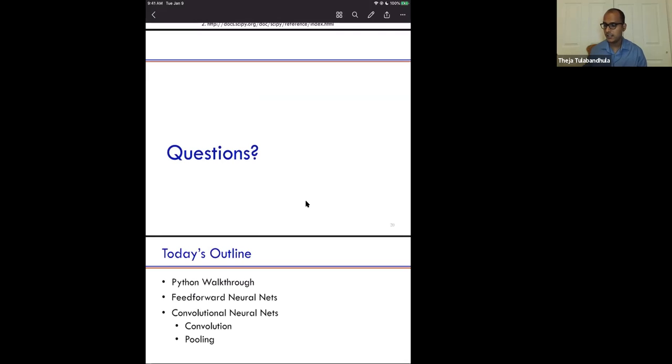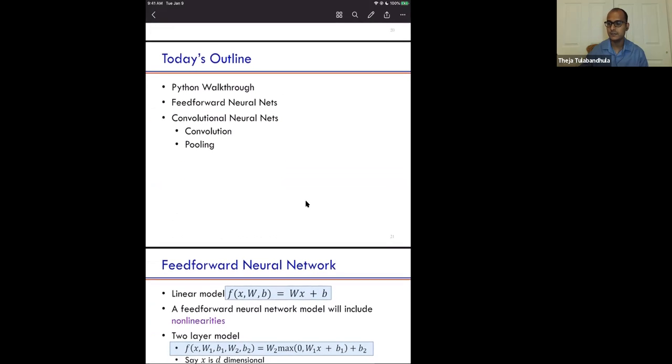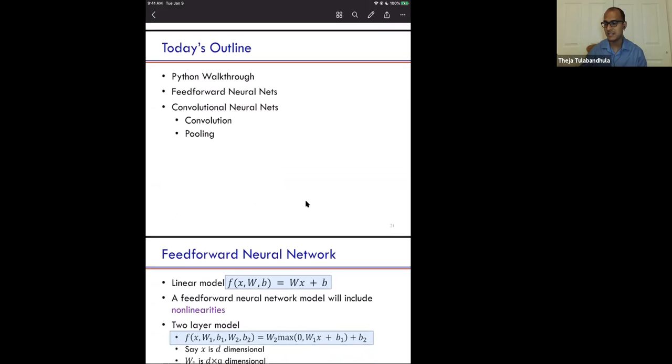Okay. For the rest of this lecture, we really don't need Python code yet. I mean, there may be some snippets where I want to show the code. Okay, so let's start with feedforward neural networks.